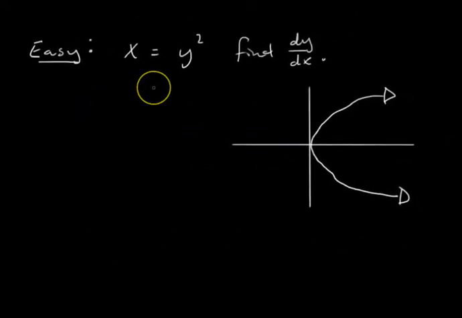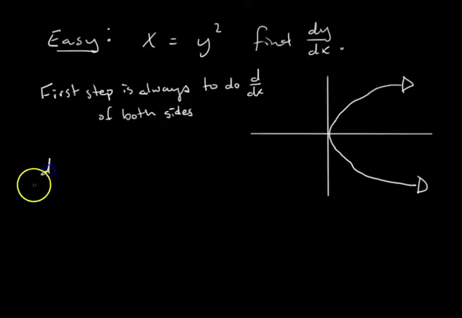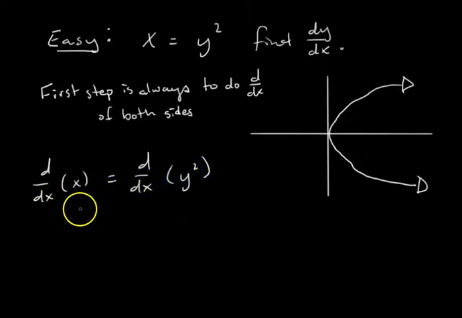And so let's just do the process. The first step is always to take d dx of both sides. So we'll take d dx of the left side, which is just x, and d dx of the right side, which is y squared. On the left, that's pretty straightforward: it's just equal to 1. And on the right, we do what we just talked about. You do the derivative like normal, which uses the power rule, and you get 2y. And then you have to multiply by dy dx.